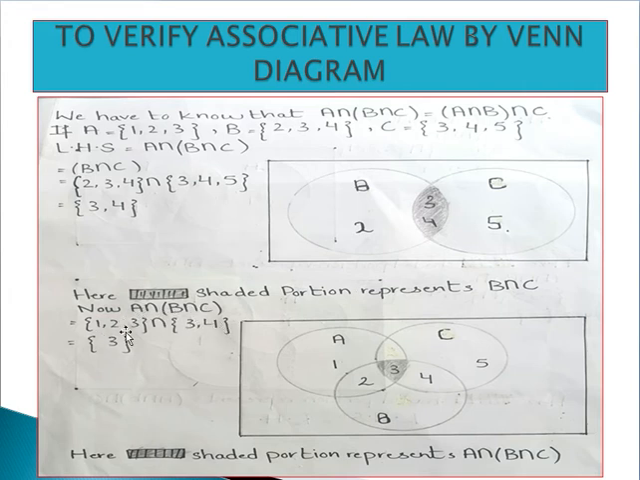A has elements 1, 2 and 3 and B intersection C already we have done, that is 3 and 4. Now here, students, only one element is same, and that is 3. Same process we will show here. A has elements 1, 2 and 3, C has elements 3, 4 and 5 and B has elements 2, 3 and 4. Students, these circles are overlapping on each other, and this same portion, this shaded portion, is 3, and represents A intersection (B intersection C).